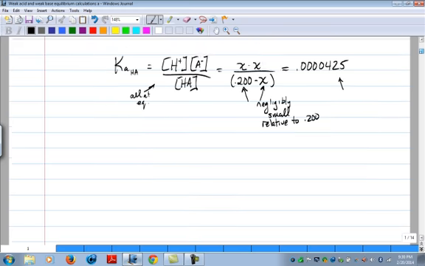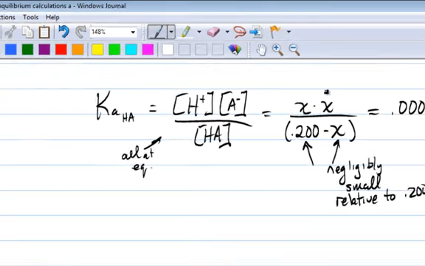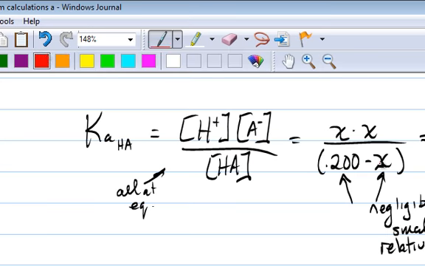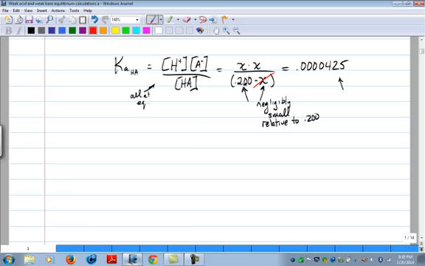That is the simplification that we will take advantage of. So basically we are neglecting x there. Of course you can't neglect x in the numerator, there'd be nothing to solve for. X is supposed to be a small number by itself. But relative to 0.200, maybe x is 0.00001, which is really not going to change the value of the denominator once subtracted.